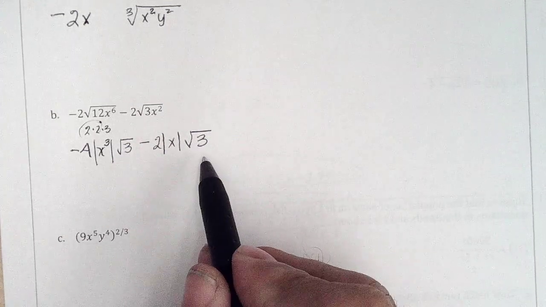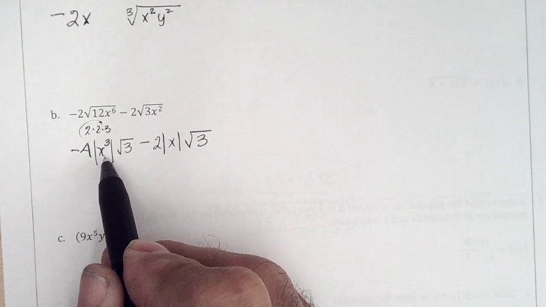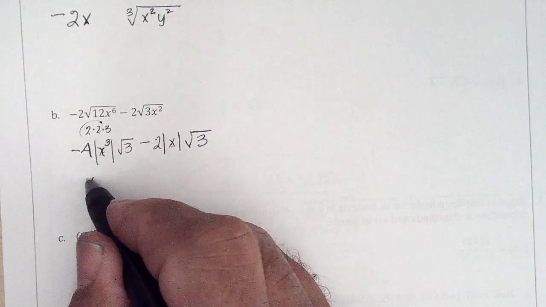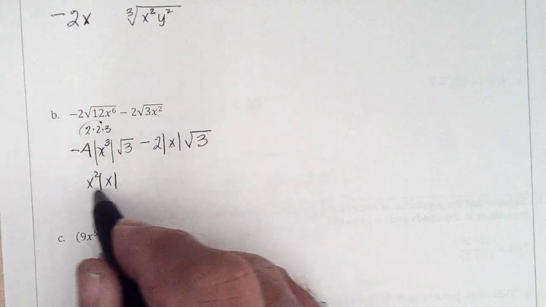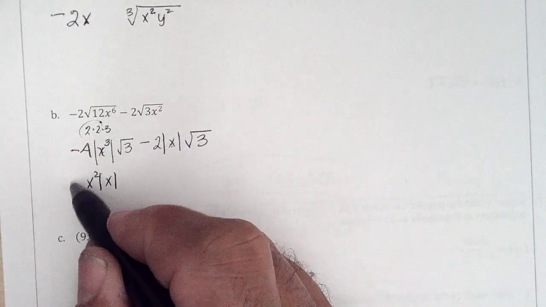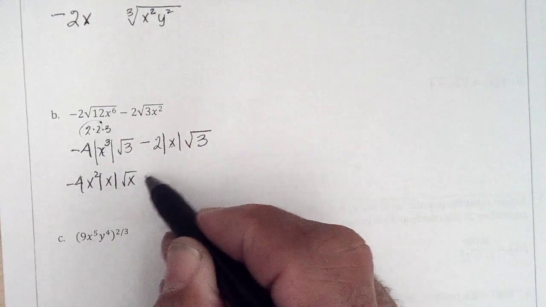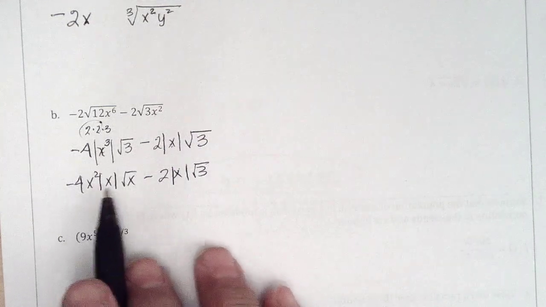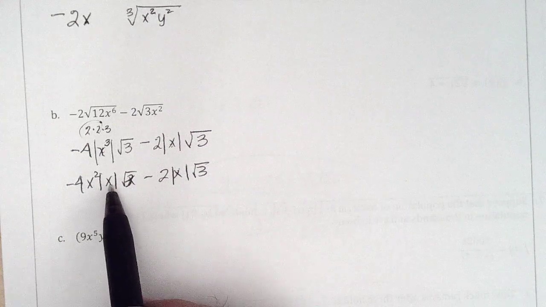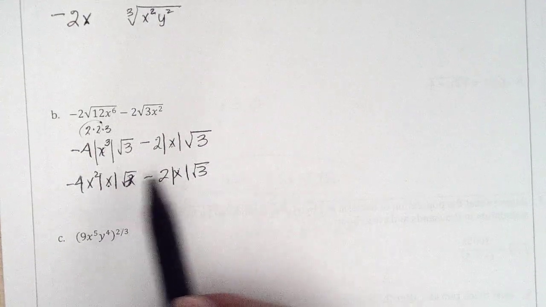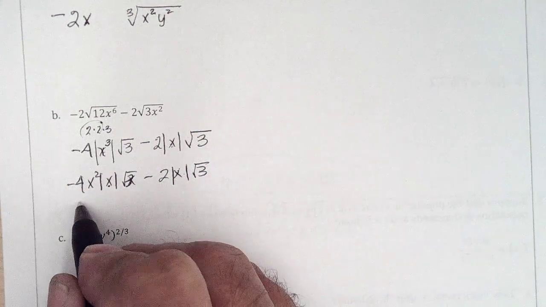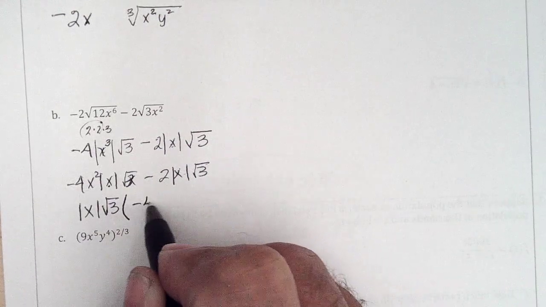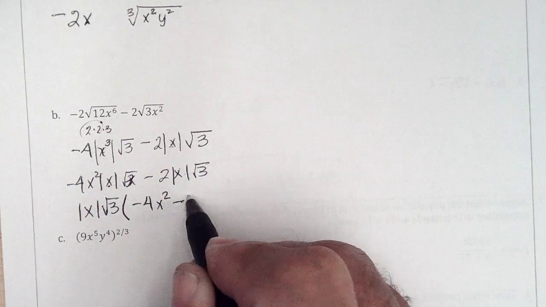Now, some of you tried to do some simplifying. The only thing you really could do here is maybe factor out something. These are not like terms, but x to the third is x squared times absolute value of x. That would be absolute value of x to the third. And so I've got 3. I've got absolute value of x times the square root of 3 in both of these. I could factor that out and go absolute value of x times the square root of 3, parenthesis, negative 4x squared minus 2.